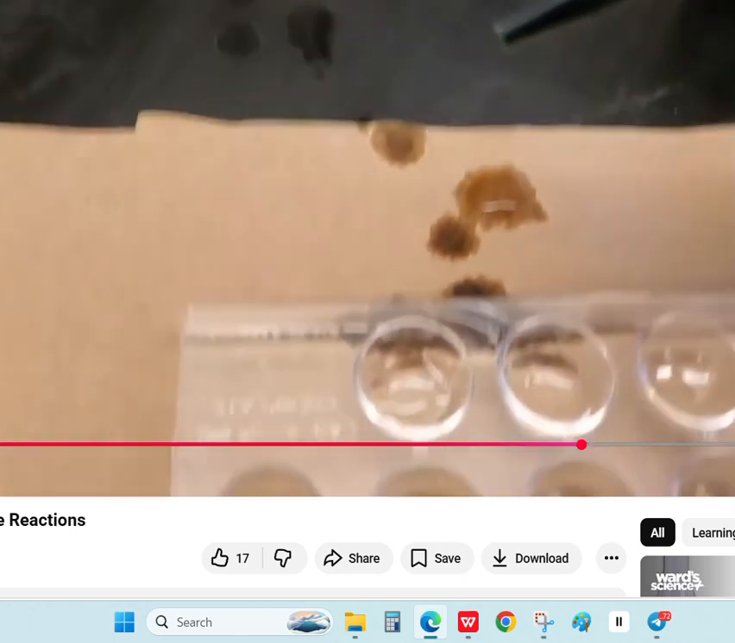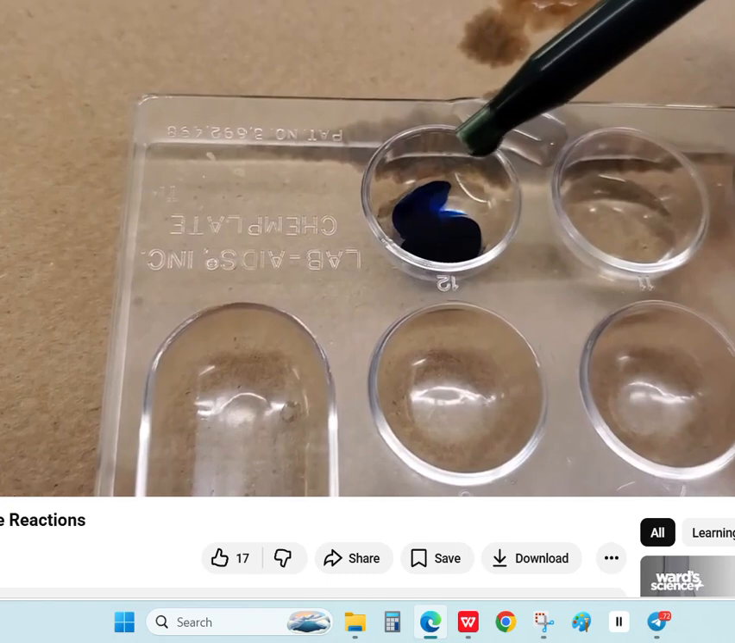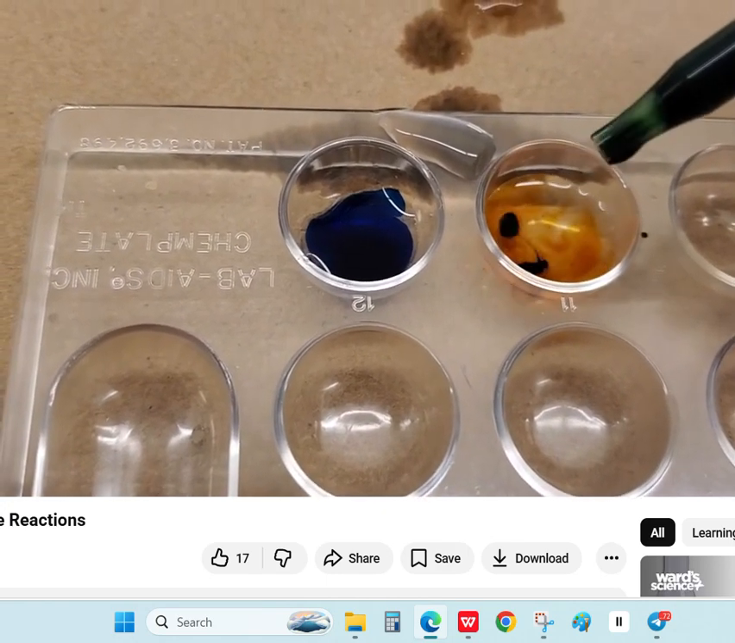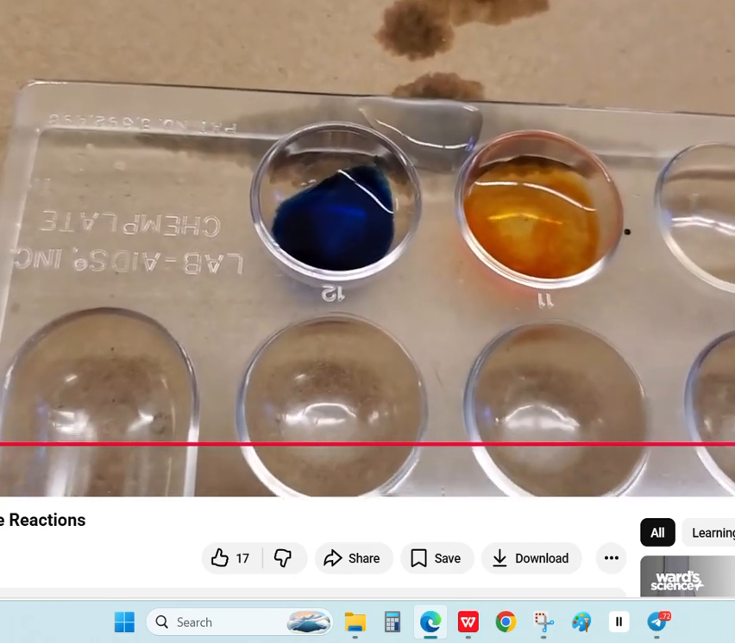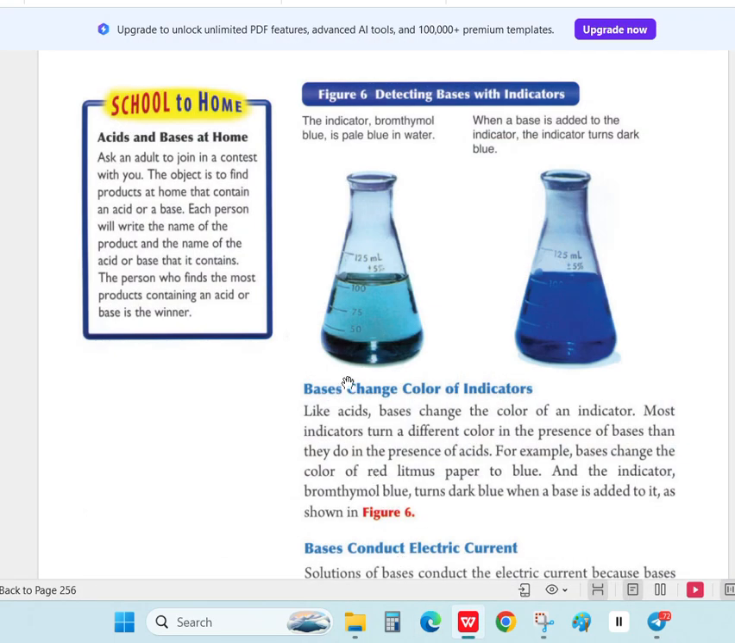By adding the indicator, bromothymol blue, one color changes to dark blue and another color changes to yellow. So the yellow color is acid and the blue color is base. So by using an indicator, we can detect whether a material is acid or base.